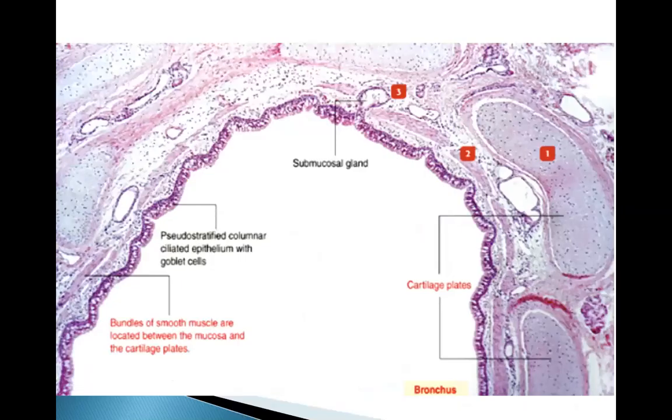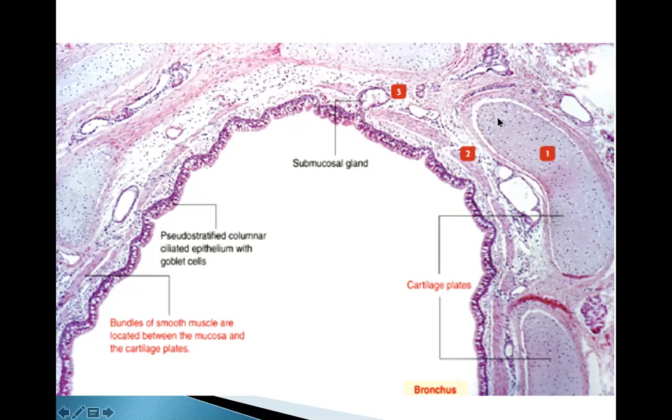This is looking at a view of bronchi. I'm not going to require that you know the difference between primary bronchi or secondary bronchi or tertiary bronchi histologically. We want to just know that when we're looking at bronchi, either primary, secondary, tertiary, we're looking at little plates of cartilage rather than a C-shaped ring of cartilage. We're looking for smooth muscle, and we're looking for our columnar epithelial cells with cilia.